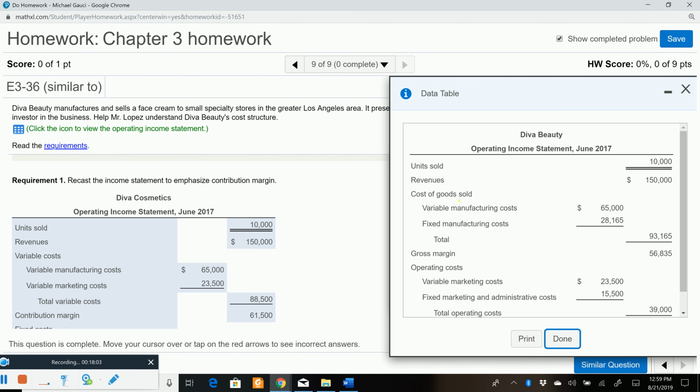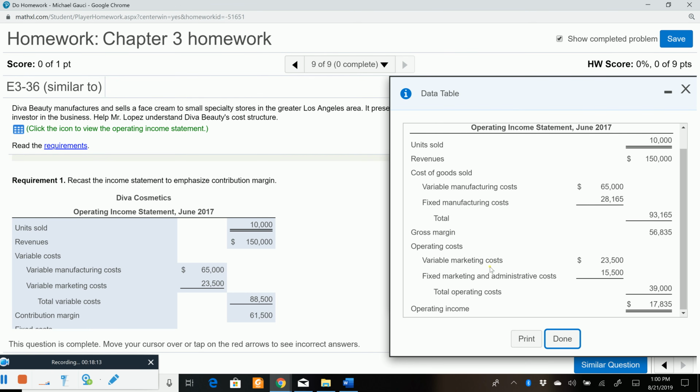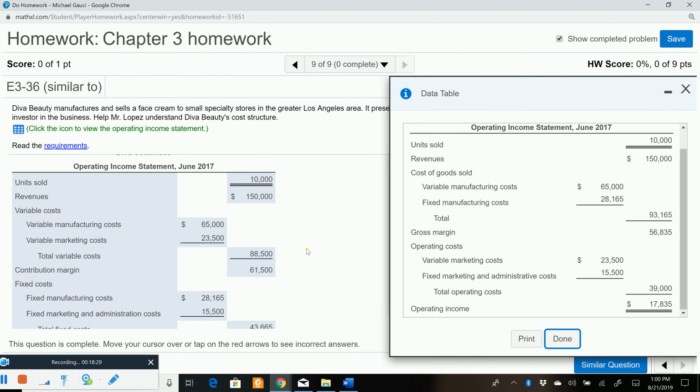Remember, the cost of goods sold includes all of the manufacturing costs, whether they are variable or fixed. The revenues less your cost of goods sold gives you gross margin. From the gross margin, we're going to subtract out our fixed and variable general administrative expenses, and it gives us operating income.